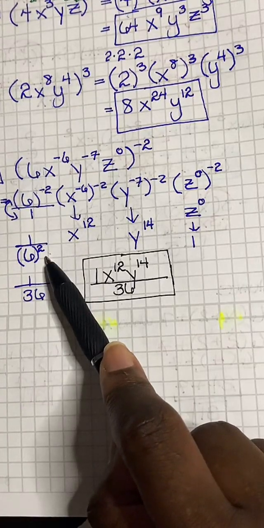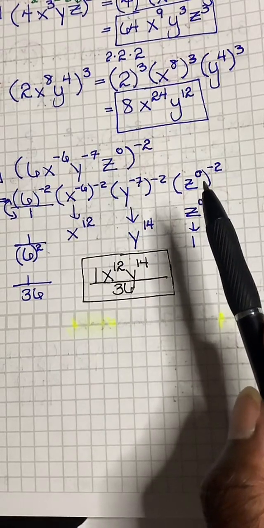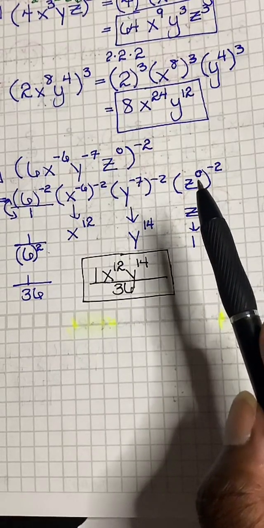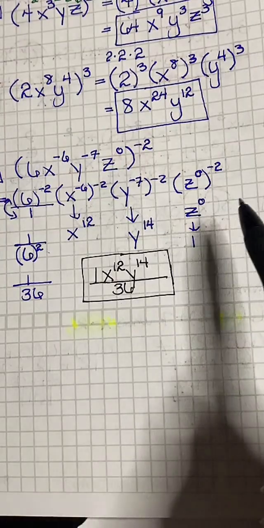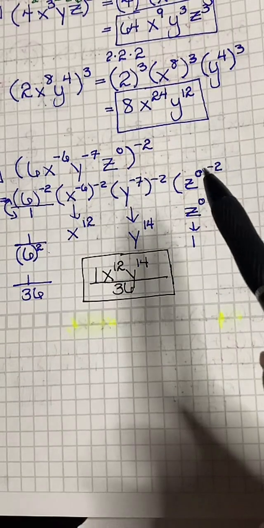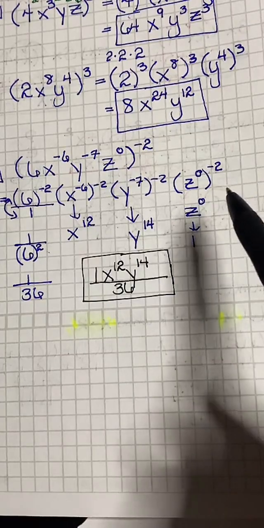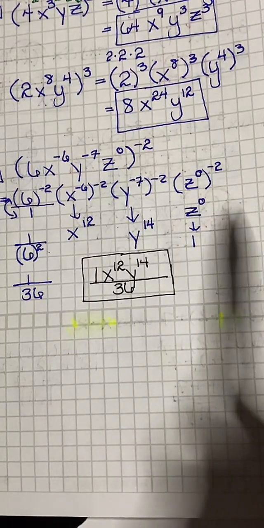Okay. What about if the negative exponent is in the denominator? Then you flip it to the numerator. If it's in the denominator, then you flip it to the numerator to make it positive. Yep, you're always flipping in order to make your negative exponent positive.